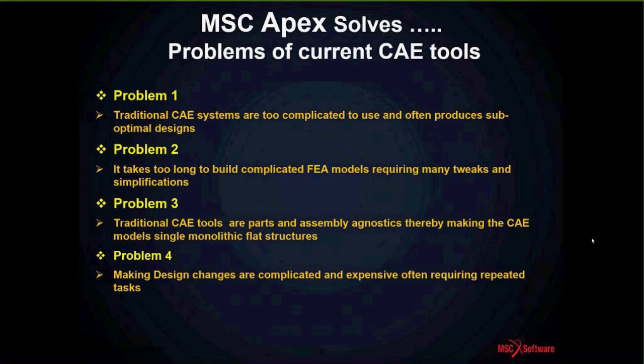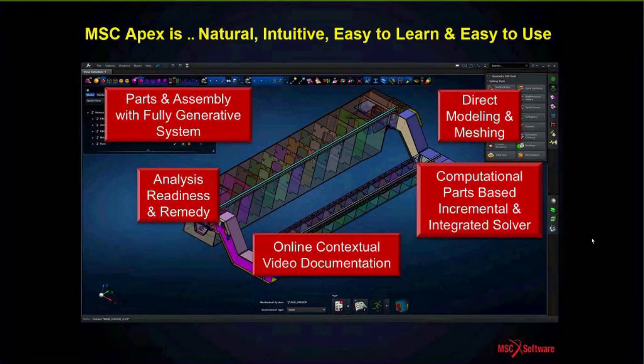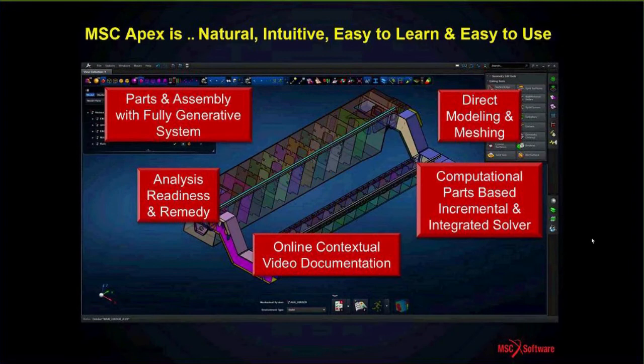Now let us see how MSC Apex today can provide a solution for each of these problems. First of all, MSC Apex is modern, easy to learn, and easy to use. It is very intuitive and very natural. It is a parts and assembly based system, meaning once you bring any CAD assembly model into Apex, it maintains the product structure throughout the simulation process.